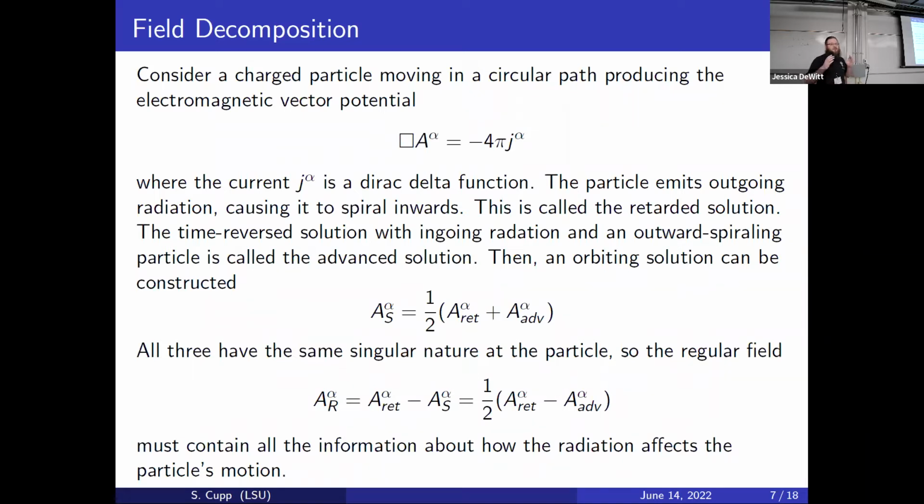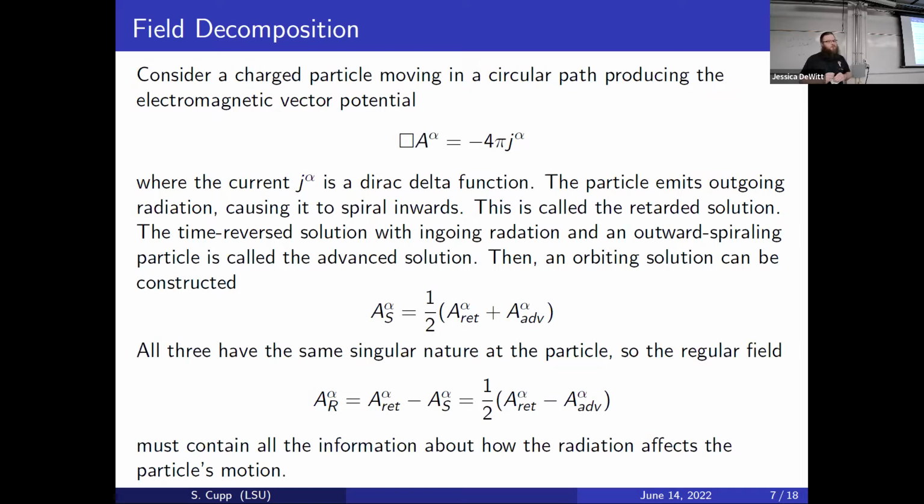solution. Now, if we want a version of this system where it's just orbiting and not inspiraling or outward spiraling, just sitting on a circle, then we can simply construct that by adding the two together, dividing by 2, and we have this symmetric, or in this case, also can be referred to as the singular solution. Now, all three of these solutions have the same singular nature at the particle. So the regular field that actually generates the force on the particle, in the case of, say, the retarded solution, should just be the retarded field minus the singular field, because we're subtracting off the singular piece, but leaving some regular field that generates the force.